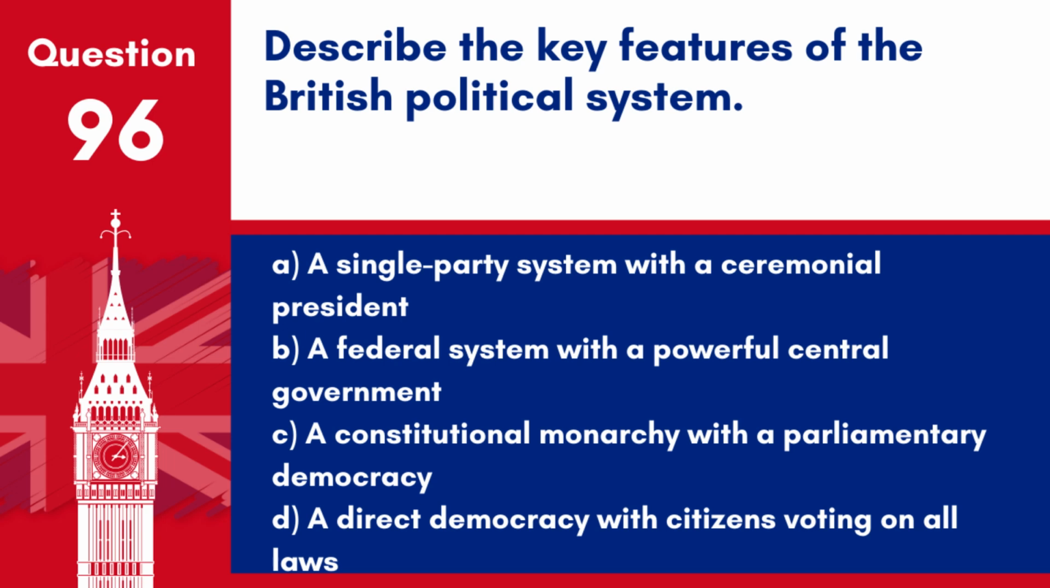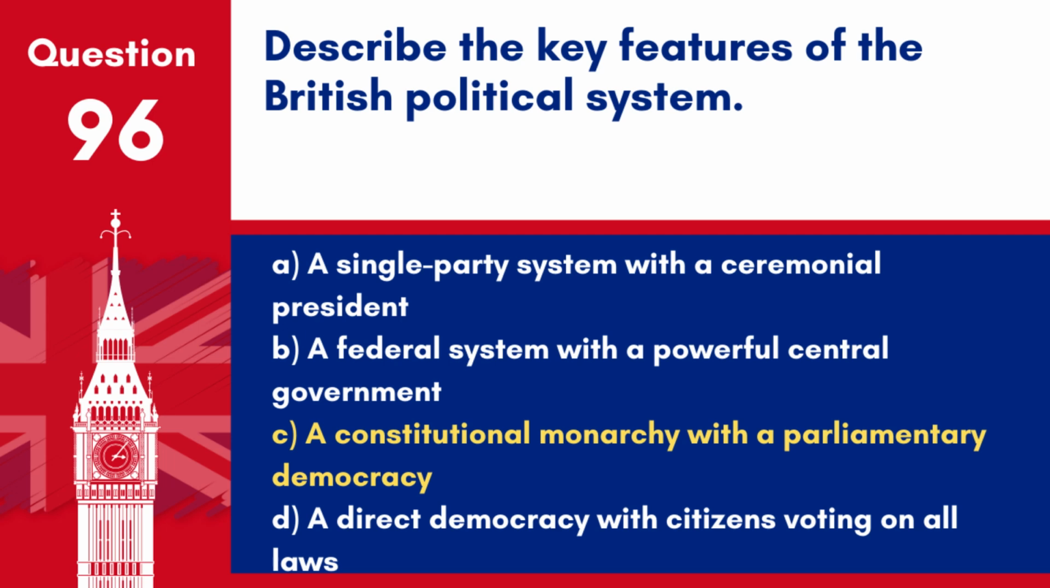A. A single-party system with a ceremonial president. B. A federal system with a powerful central government. C. A constitutional monarchy with a parliamentary democracy. D. A direct democracy with citizens voting on all laws. Answer: C. A constitutional monarchy with a parliamentary democracy.